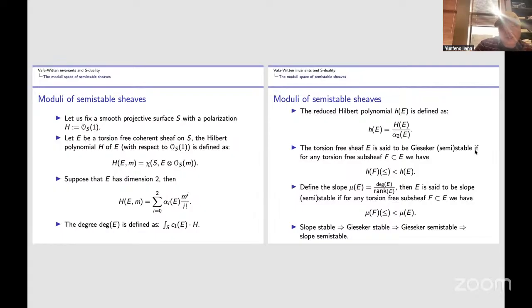Then we can define the Hilbert polynomial with respect to the polarization. You can use this Hilbert polynomial, take the reduced Hilbert polynomial, to define the stability, the so-called Gieseker stability. Here it's on the right side. I don't want to repeat this, maybe people are already familiar with it. At the same time, we can define the slope stability, but here we use the Gieseker stability to define the moduli.